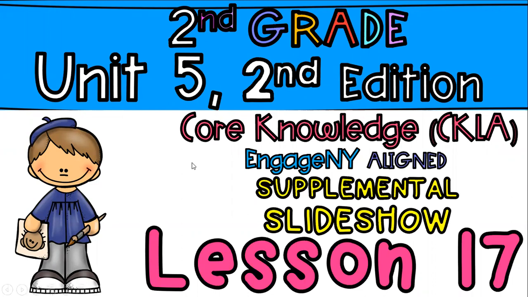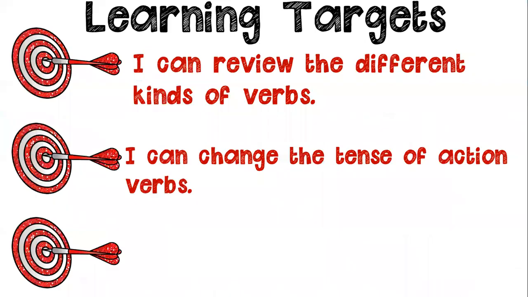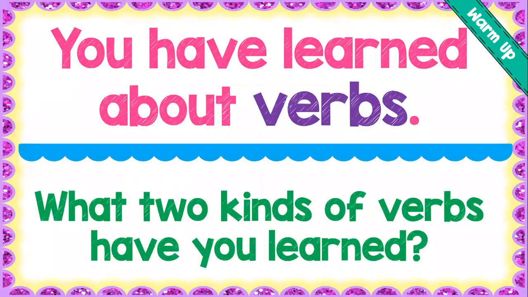Welcome to CKLA Unit 5, Lesson 17. We're going to review the different kinds of verbs, and we're going to change the tense of action verbs. So we're going to look at changing them from present and past.